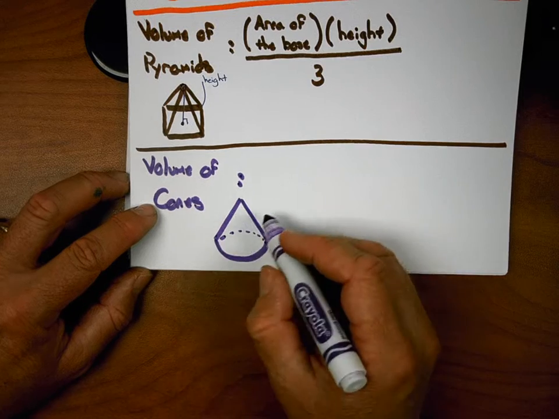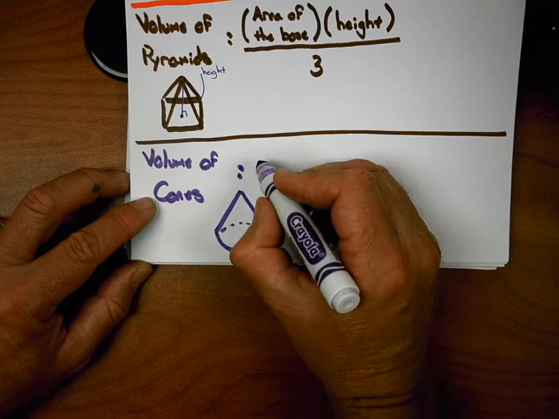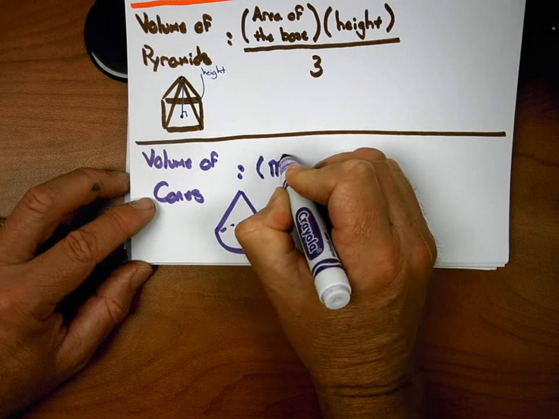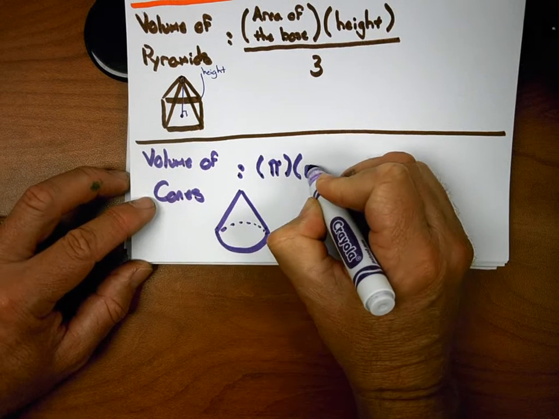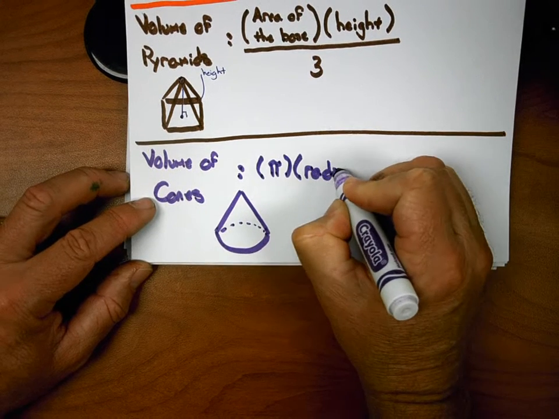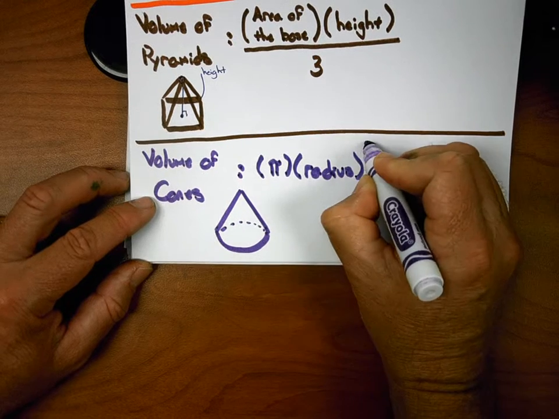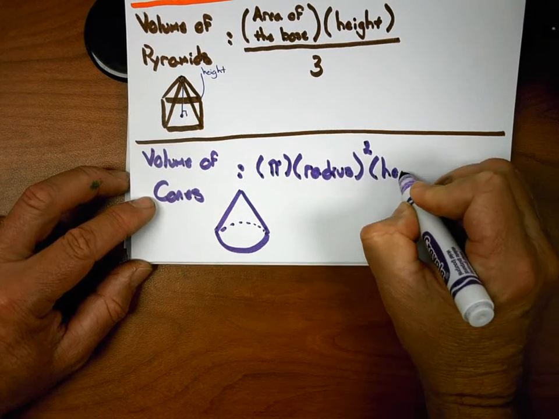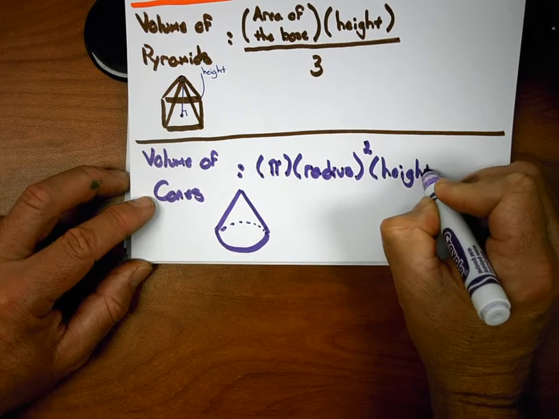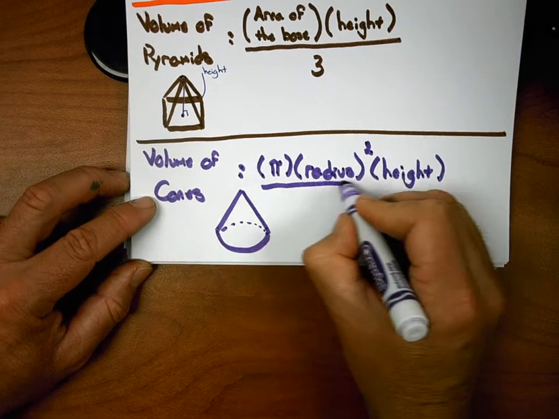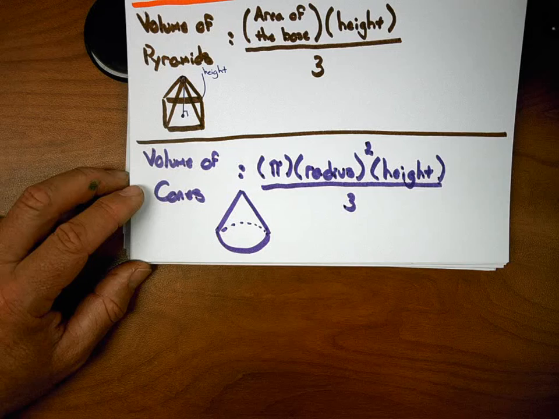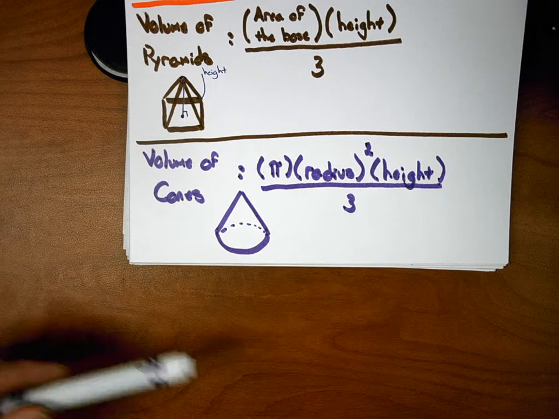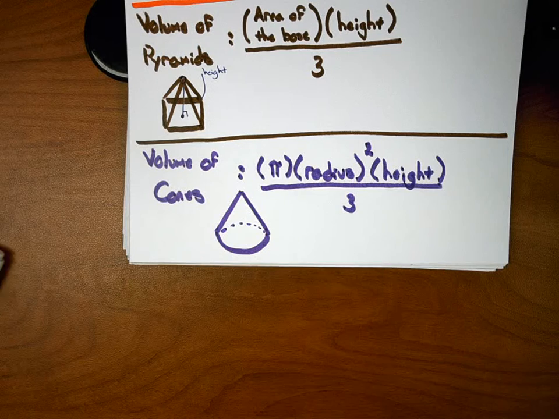Okay, volume of cones. So to find the volume of a cone, you take the number pi, you multiply it by the radius to the 2nd power, or radius squared. You multiply that by the height of the cone, and then you divide it all by 3. So pi times radius squared times the height divided by 3.